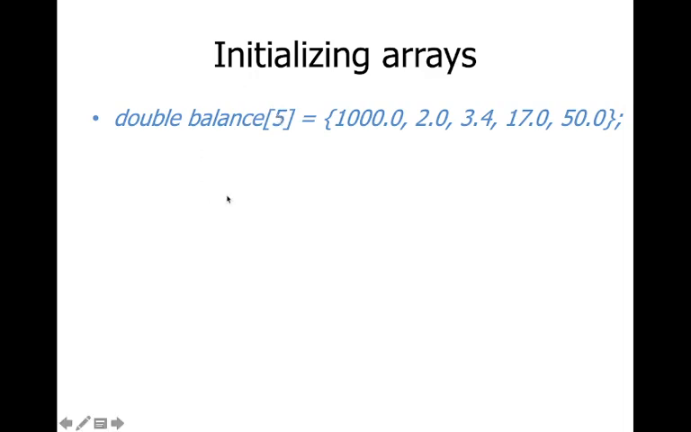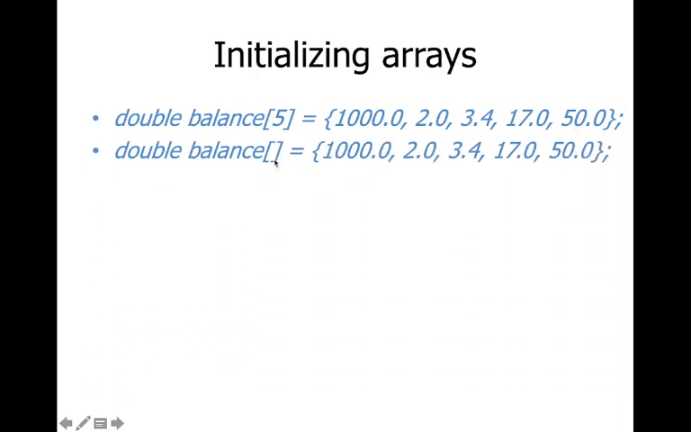At balance of 0, 1000 will be assigned. Balance of 1, 2 will be assigned. Balance of 2, 3.4 will be assigned. Balance of 3, 17 will be assigned. And balance of 4, 50 will be assigned. So this will be 0, 1, 2, 3 and 4.